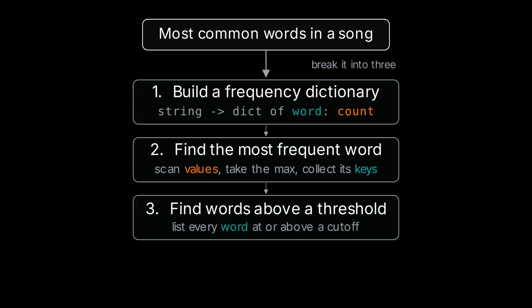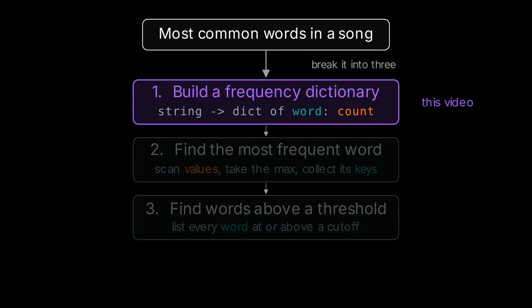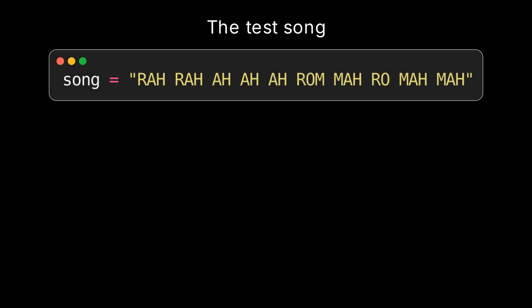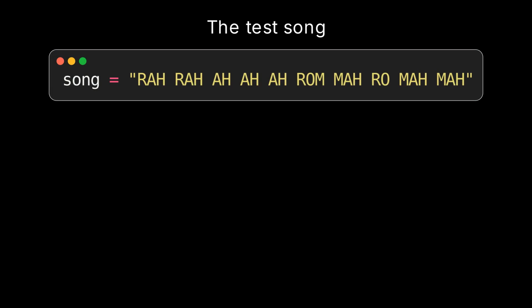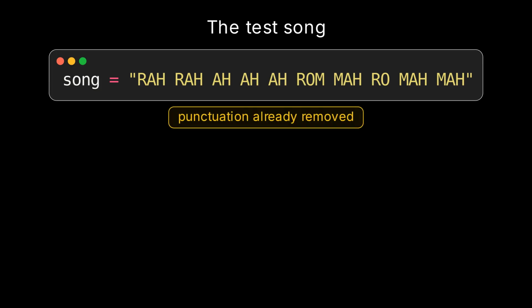Each piece gets easy once the data is represented as a dictionary. In this video, we build piece 1. The next video builds pieces 2 and 3. To develop and test the counting function, we need a song. This one is short, deliberately repetitive, and it fits on a single line. Its punctuation, the commas and exclamation marks, was stripped out beforehand, because stray punctuation will corrupt the counts.